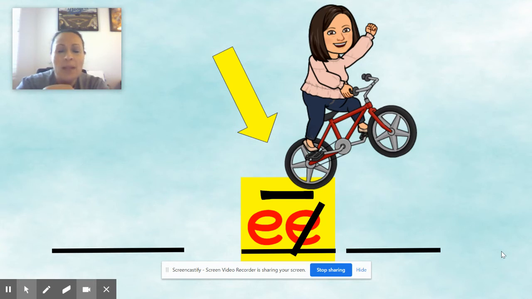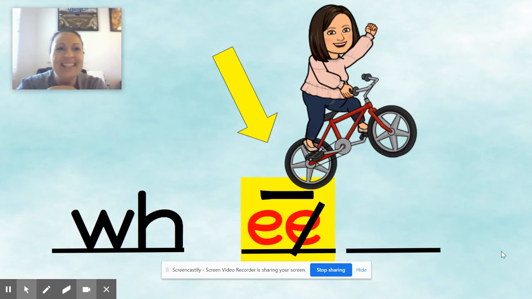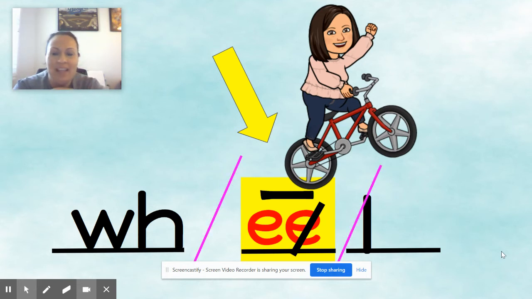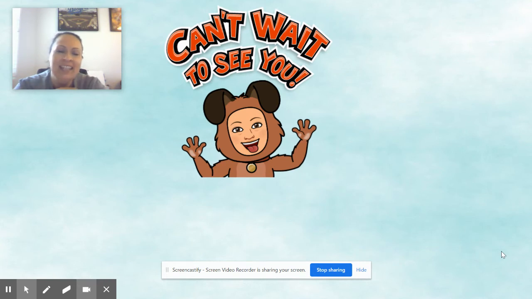Now, what makes the w sound? Good. WH, the digraph, WH. Now it makes the long E sound. Then L, very good. All we got to do is break it into its component parts. Wheel. Okay, I can't wait to see you.